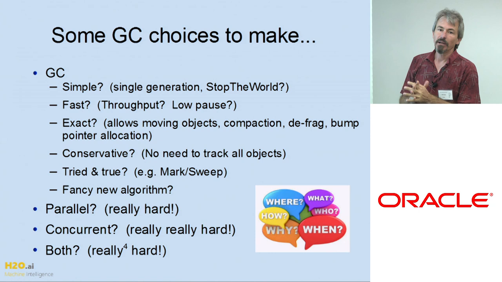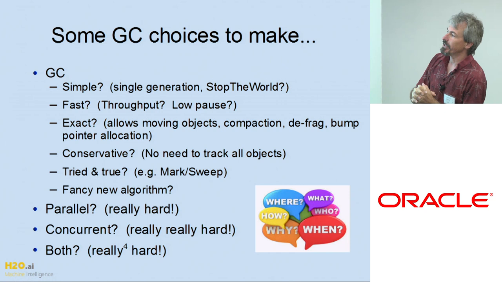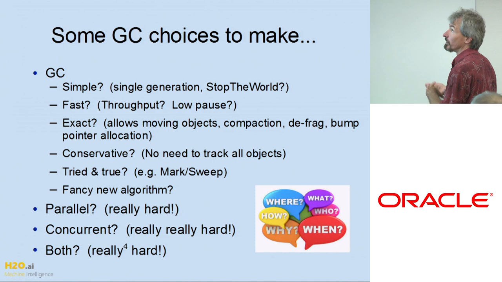Conservative means you don't have to track all your objects. And this is a ton of engineering work that had to go in the early HotSpot JITs, that the C, C++ compiler guys were all saying, you know, it wasn't worth it.